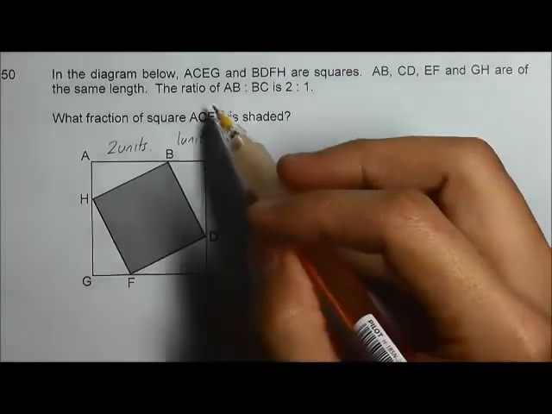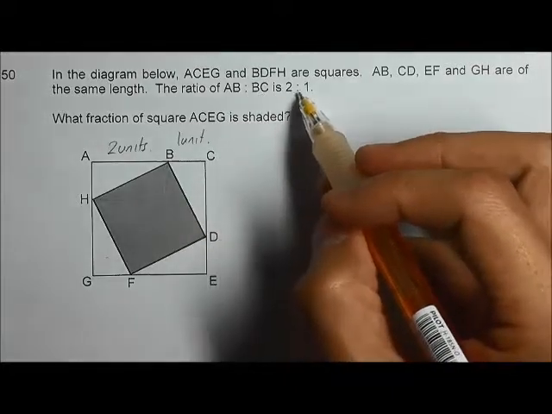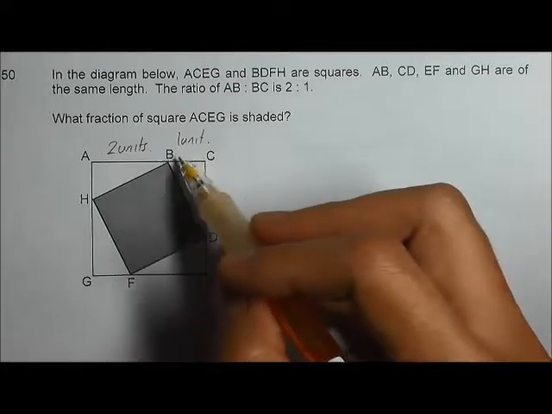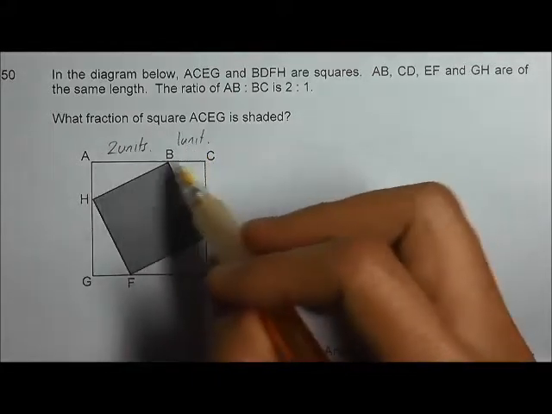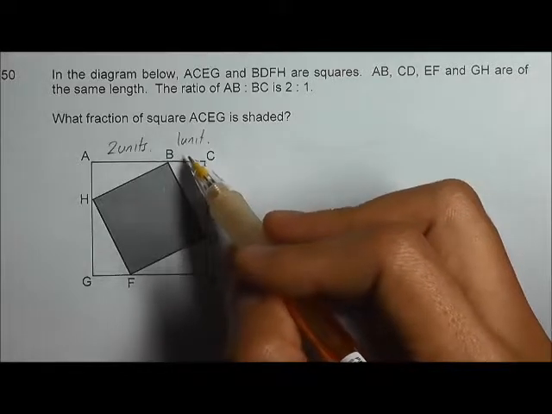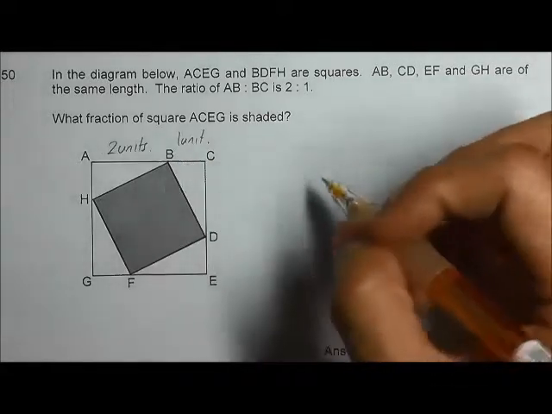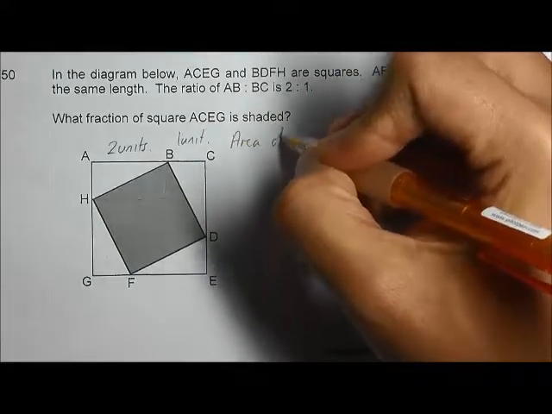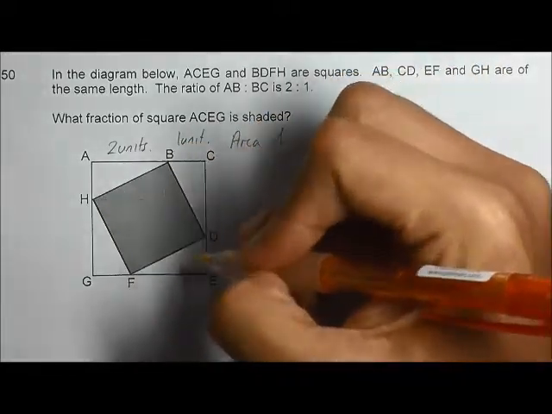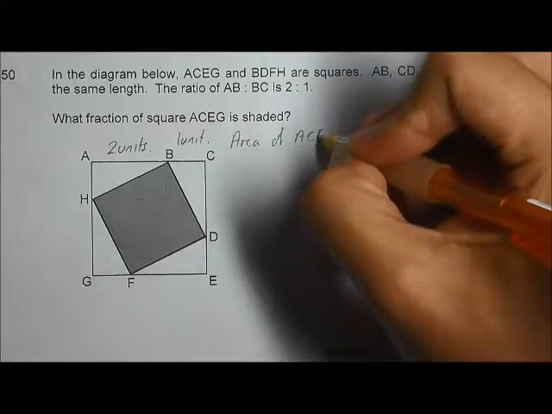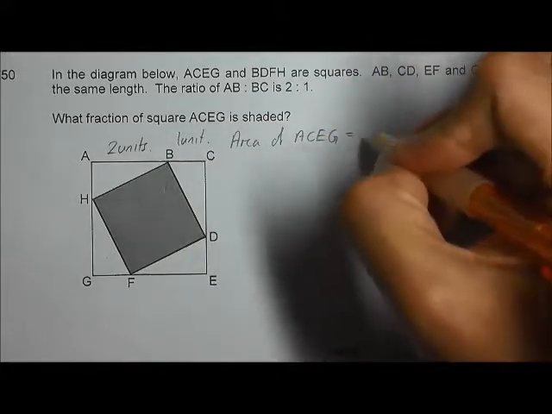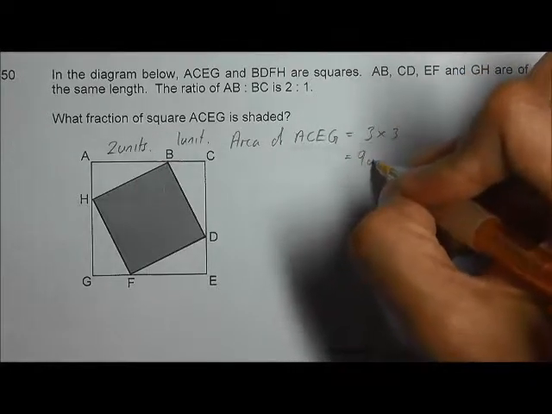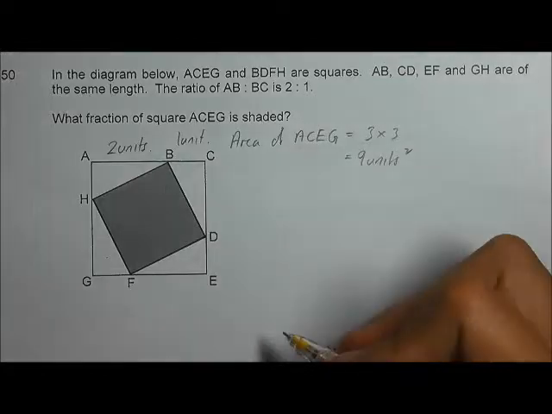Okay, we know that the ratio of AB to BC is 2:1. So AB, we can take it as 2 units and BC 1 unit. So AC has to be 2 plus 1, which is equal to 3 units. So first of all, we can calculate the area of the entire square, which is ACEG. So that will be 3 units times 3 units. So we get 9 units squared.